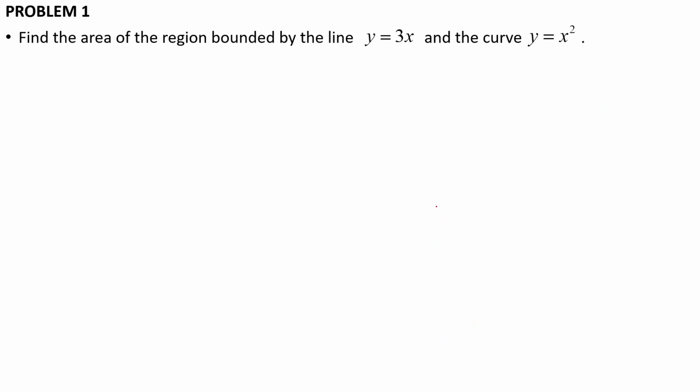So let's go to the first problem so that we can appreciate the concept. Find the area of the region bounded by the line y equals 3x and the curve y equals x squared. Again, the difficult part here is graphing your equations. So let's try to graph this manually.